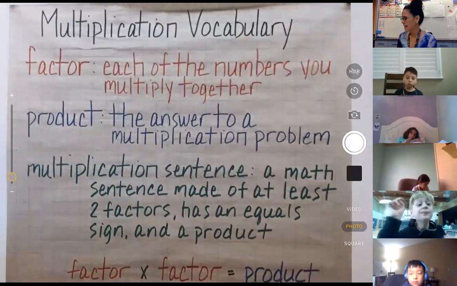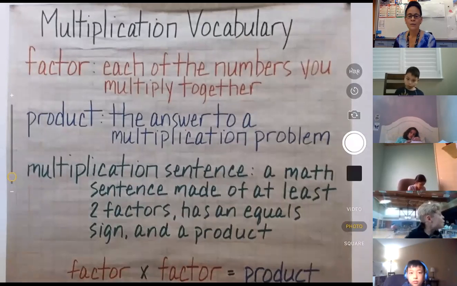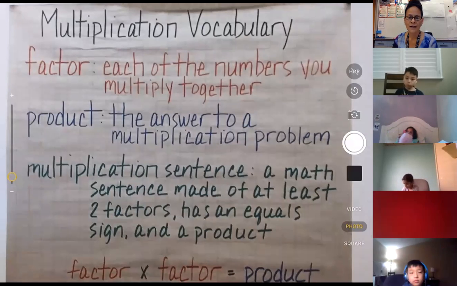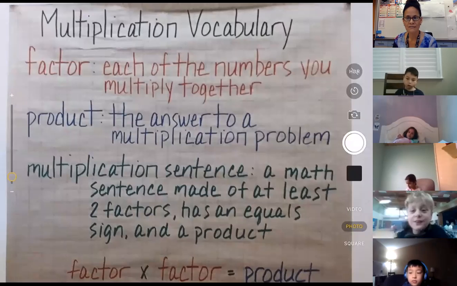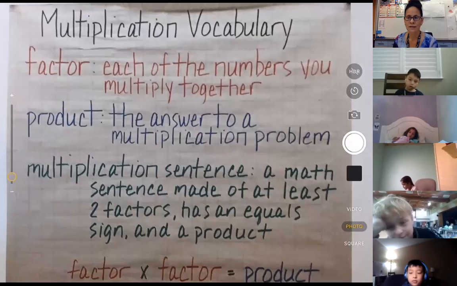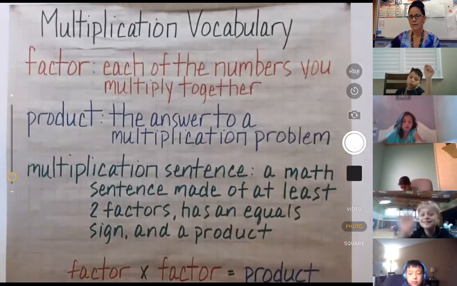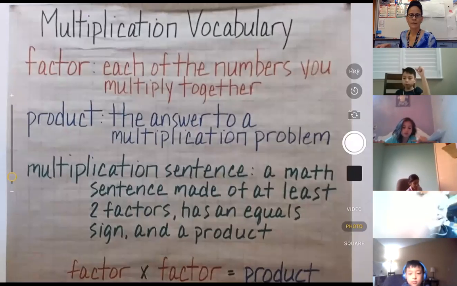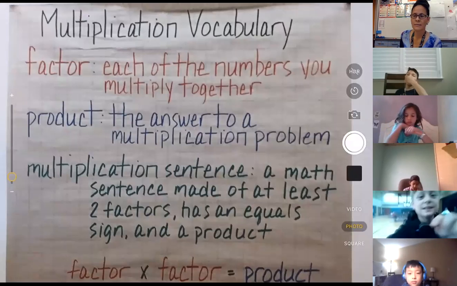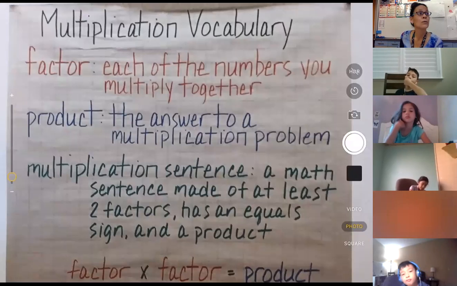All right, and then down at the bottom, of course, where it says factor times a factor equals a product, that's putting words to a multiplication sentence or multiplication equation. Factor times a factor equals a product. Now, something else I would like to share with you, and I'm sorry, my screen is being really slow this morning.